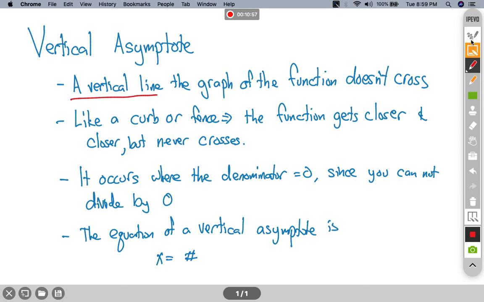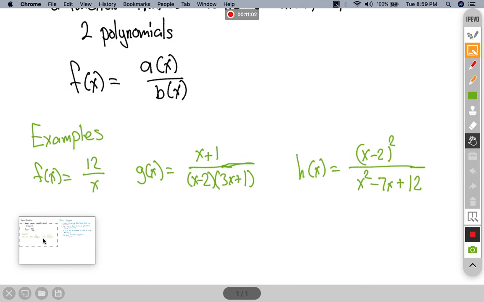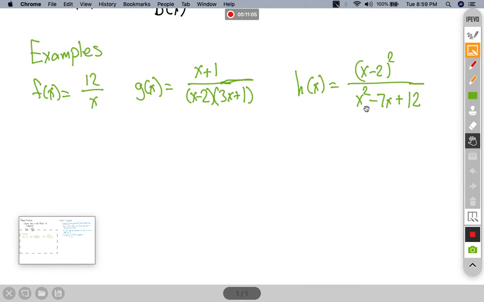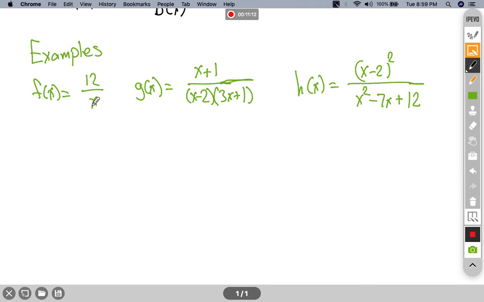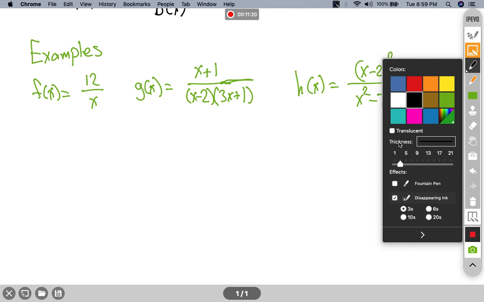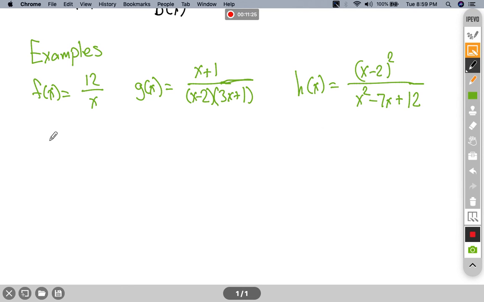So let's look back at our examples. We're going to look at these and say, where are my vertical asymptotes going to be? My vertical asymptote is going to be where the denominator equals 0. Where does x equal 0? Well, I got to take it off the disappearing ink. Okay. Where does x equal 0? Where x equals 0, this is my vertical asymptote.